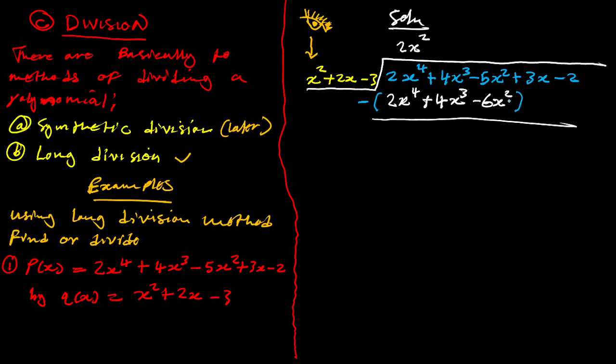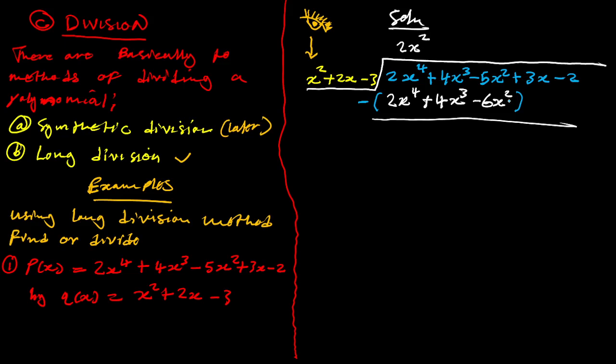x squared. Then you're going to bring down this one, which is plus 3x, and then you also bring down that one, which is negative 2. Okay, I've brought down those guys. They don't have anything to subtract them with, so they'll come down, and that one will also come down.